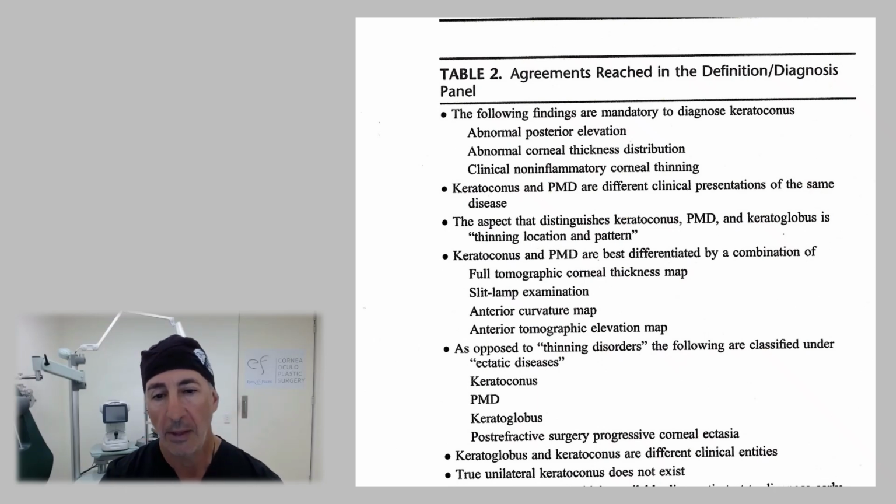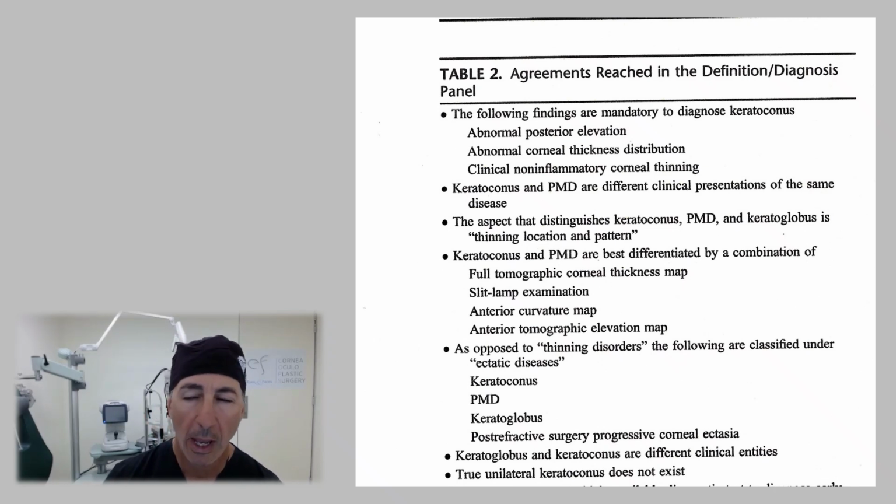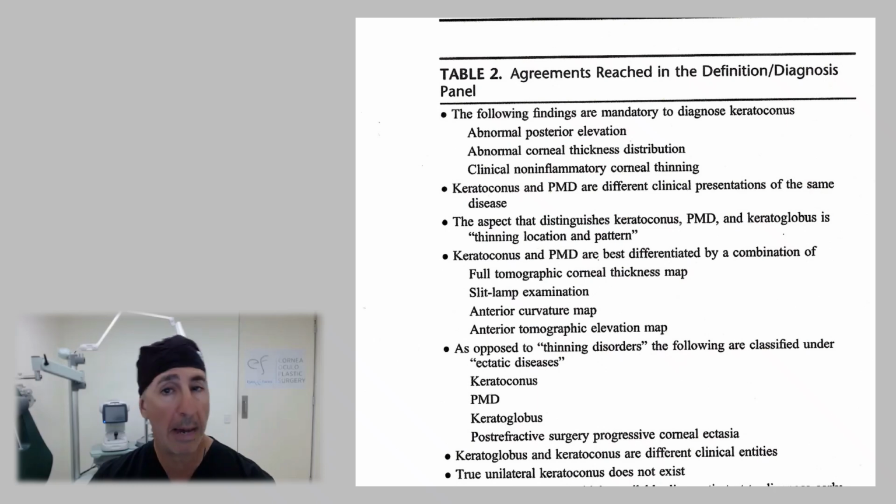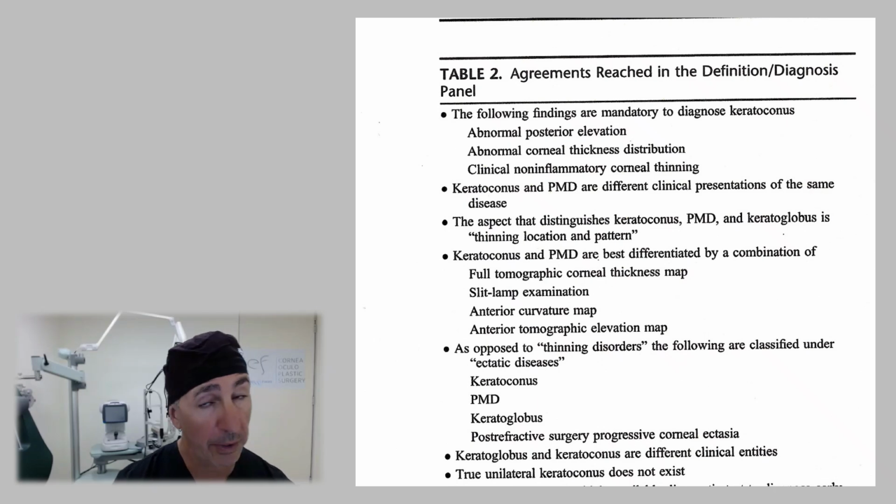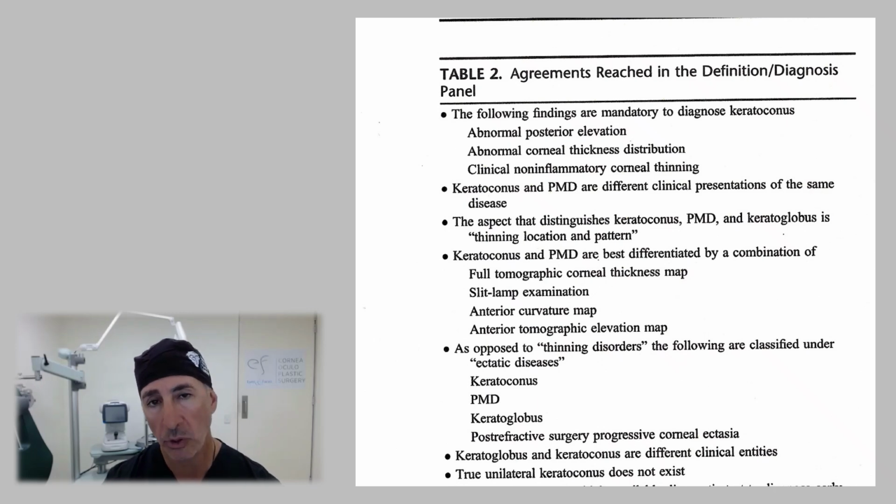All right. The next thing is what they differ by: the thickness, the thinning, and the pattern of the bulge. That's how they differ. And the fourth point there, we assess it by looking at you, using the microscope, and doing maps, computerized mapping. Point 5 is really important. We always were taught that these were a thinning disorder. They're not a thinning disorder, they're an ectatic disorder. Hold on to that word ectasia, I'm going to show it to you in the next slide. But they're all supposedly ectatic disorders.